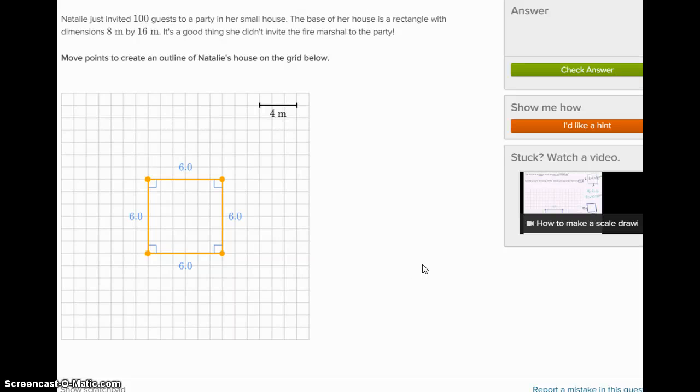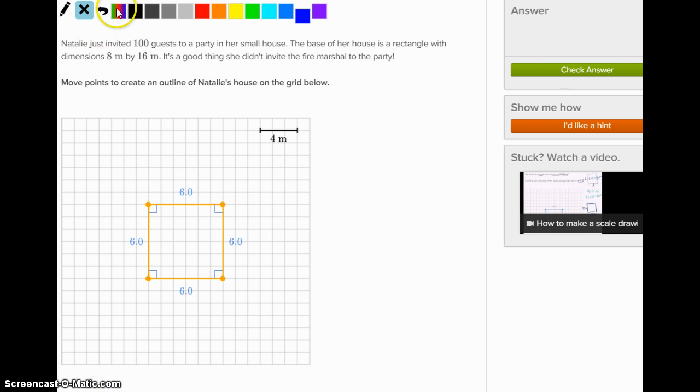This help video is for Khan Academy's Constructing Scale Drawings problems. If you go to the lower left-hand corner of your workspace, you've got a scratch pad. I'm clicking Show Scratch Pad, and now I've got a lot of options here for different colors. The pencil is writing, X is erasing.